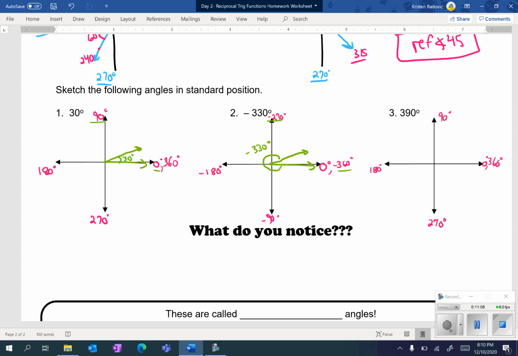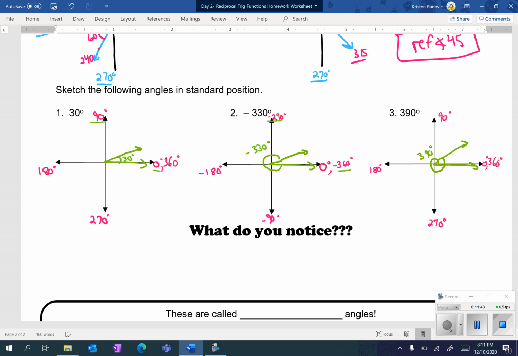And then 390 degrees is actually more than a full circle, right? Because a full circle is 360. So it's 360 degrees and a little more. In other words, we start at the initial, we make one full loop and a little more. And this would be 390 degrees. And notice how my little spiral went 360 and then the additional 30 degrees.